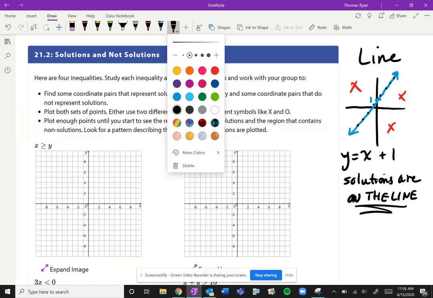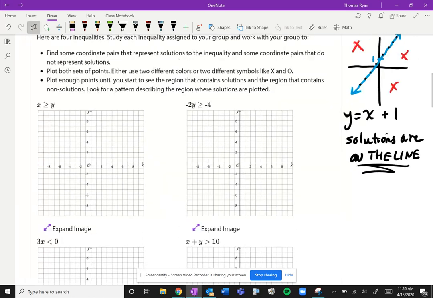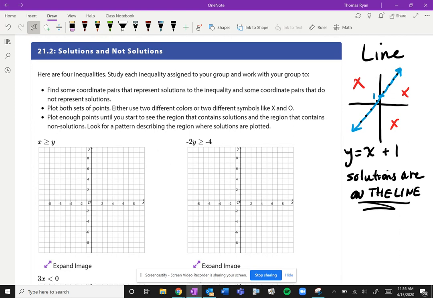Now, what's a little different is when it comes to inequalities. So here are 4 inequalities. There's only 2 showing, but I promise you there's 4, and we're actually only going to look at 2 of these. We're going to find some pairs that represent solutions to the inequality, and some pairs that do not represent solutions. Then we're going to look at both sets of points.